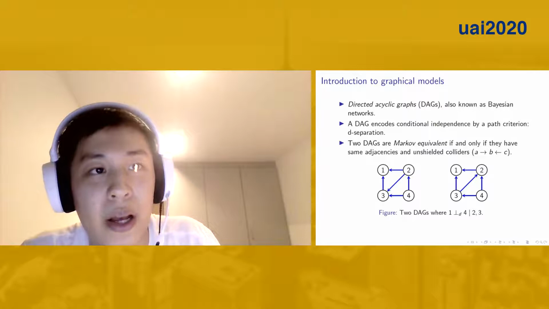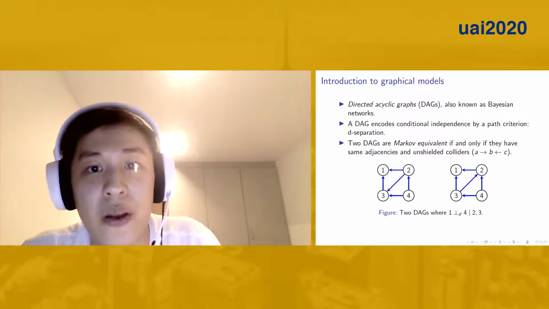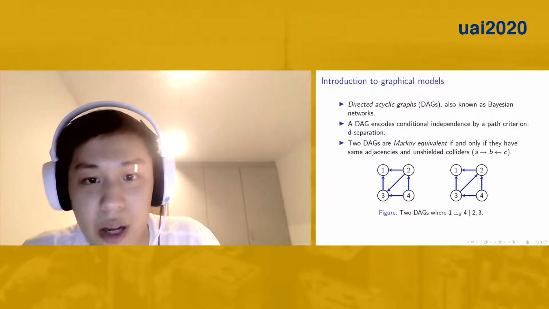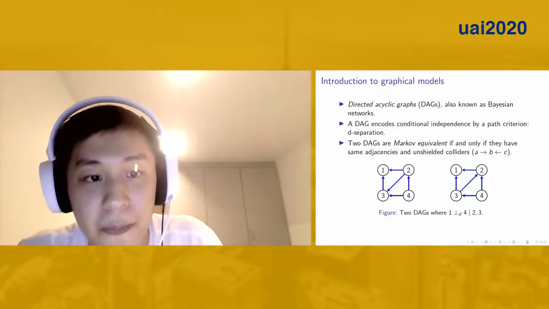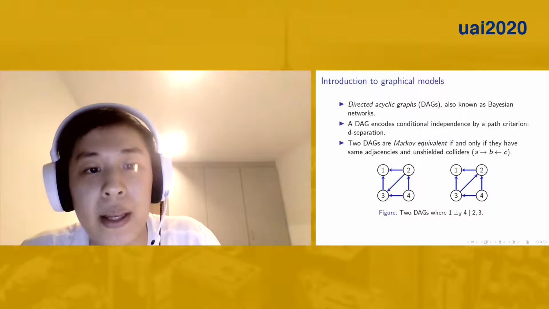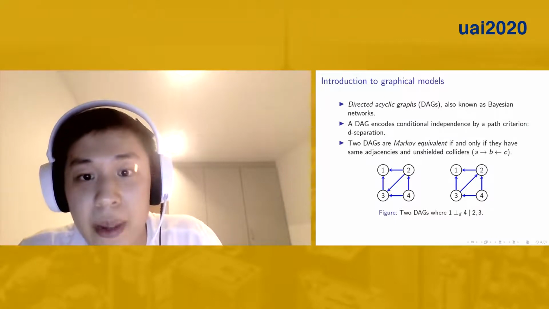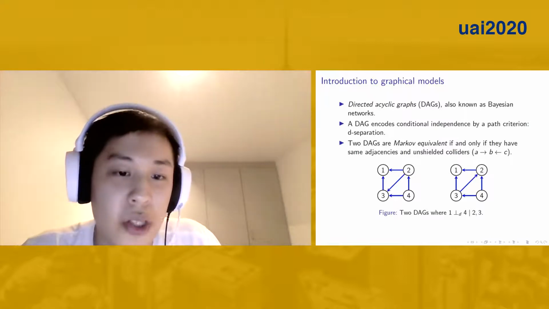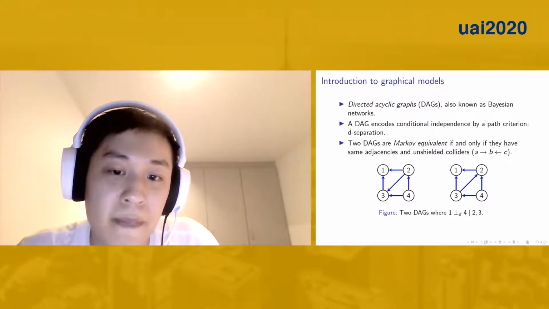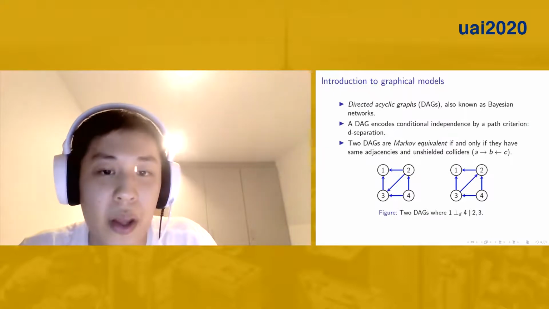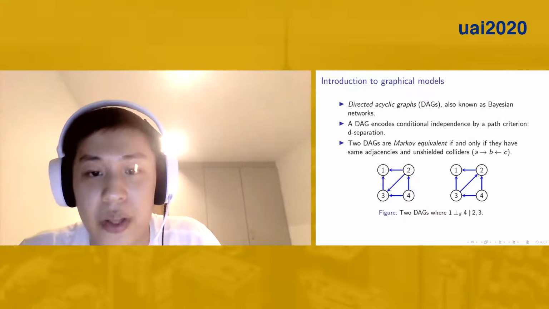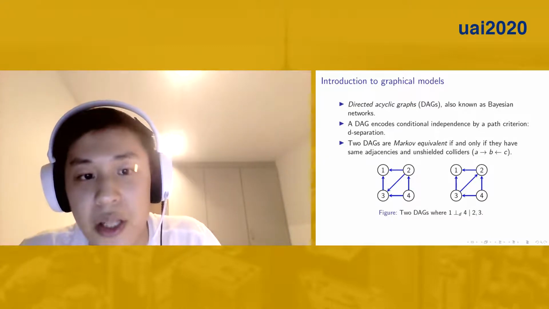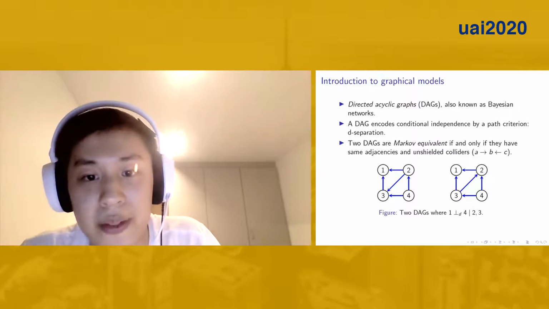So I'll give an introduction to graphical models. DAGs, directed acyclic graphs, which are also known as Bayesian networks, are popular graphical models that are often used in many fields, like estimating causal effects or pattern recognition in machine learning. A DAG encodes conditional independence by a path criterion called d-separation. For example, the two graphs here represent the same distribution, which has a conditional independence where 1 is independent of 4 given 2 and 3. Such graphs with the same conditional independence are said to be Markov equivalent.